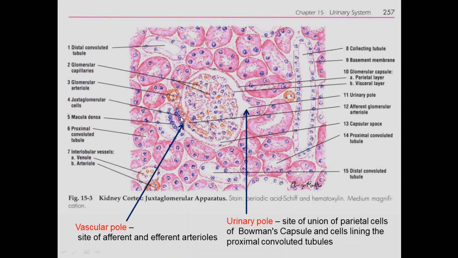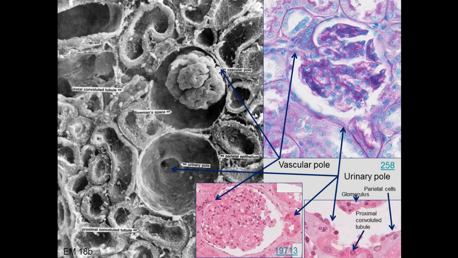So if we look at the renal corpuscle, we see the urinary pole is over here, the vascular pole is over here, where you see the site of the afferent and efferent arteriole coming in there. The urinary pole is a site of union of the podocytes of the capsule with the proximal tubule cells. And here we can see the vascular pole.